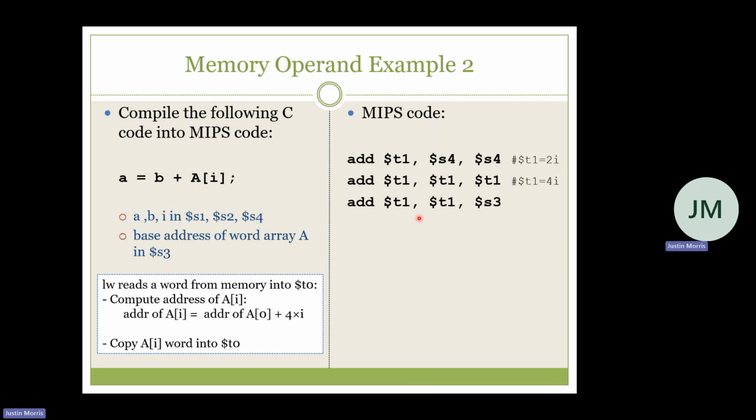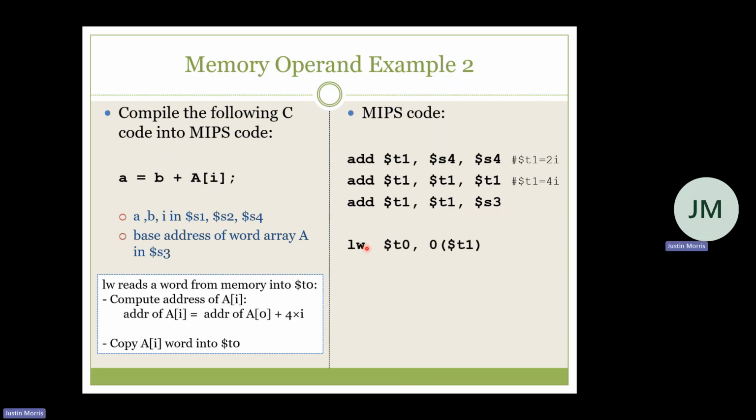Next, we're going to take T1, which is 4I, add it to S3, which is the base address of A, and put it back into T1. This is now the address of the array at the current element I, right? Because we calculated the offsets here by multiplying I by 4, and now we added the offsets to S3.